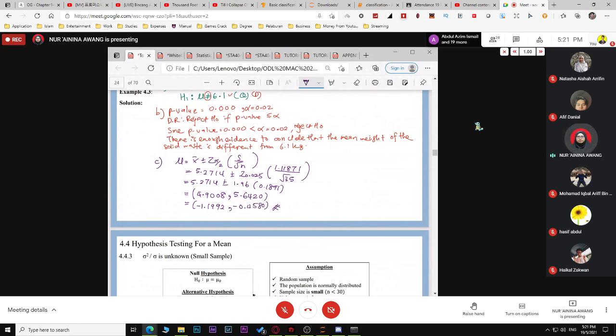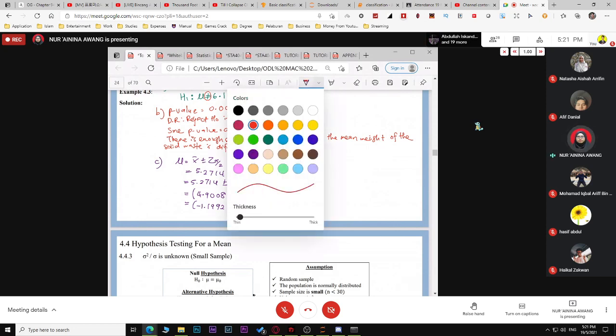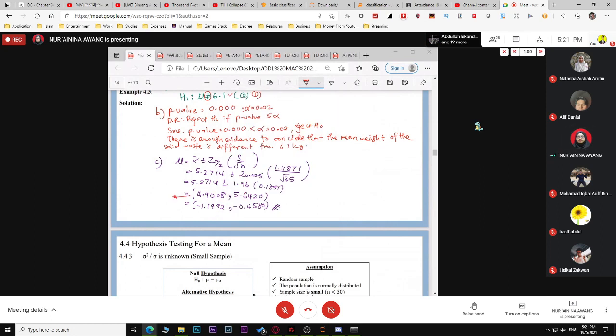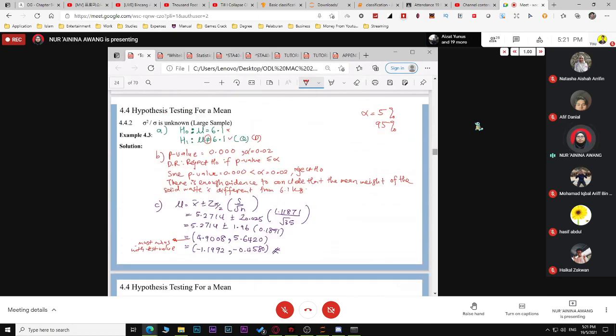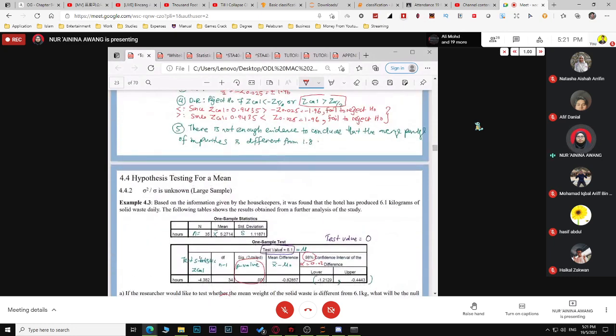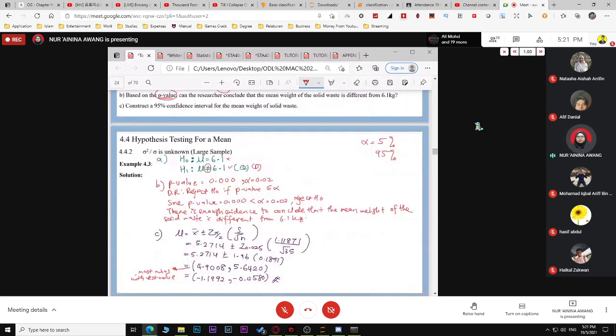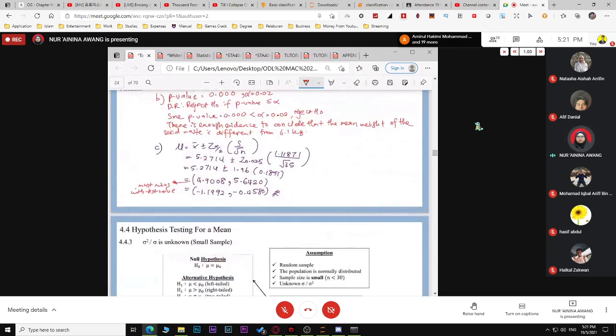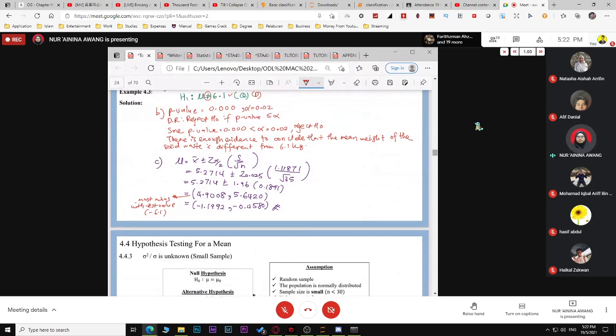So this is barulah your final answer. So kat sini, okay, mass minus with test value. Okay. So if your test value is 0, so tak ada masalah lah. Dia akan sama je lah value dia. But if the test value is not 0, so you kena tolak lah. Okay. So ini baru dia punya final answer. Okay. So itu untuk C. So any problems for this example?